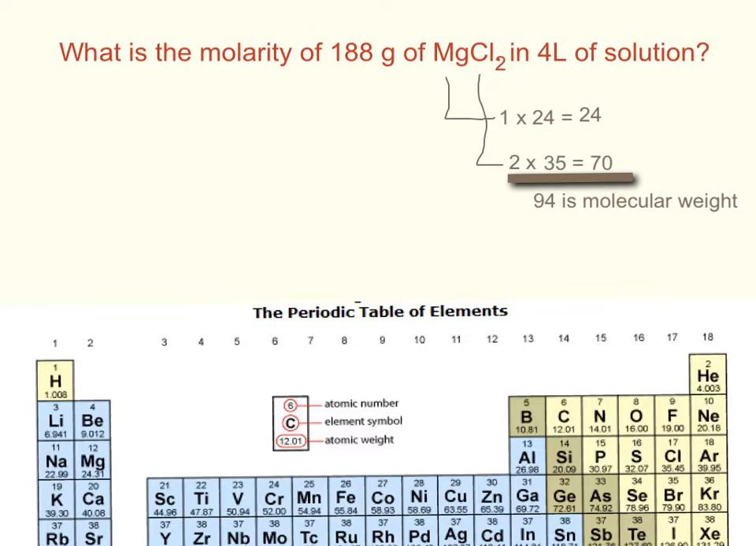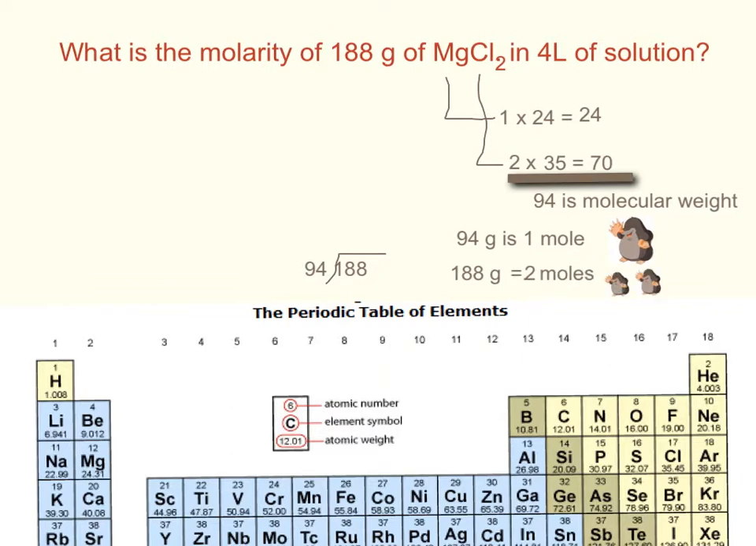If I go back to my definition of mole, it is the amount in grams equal to that molecular weight. So in this case, 94 grams of magnesium chloride would be 1 mole. My question tells me that I have 188 grams. How many moles is that? Well, 94 goes into 188 2 times, so 188 grams would be 2 moles.